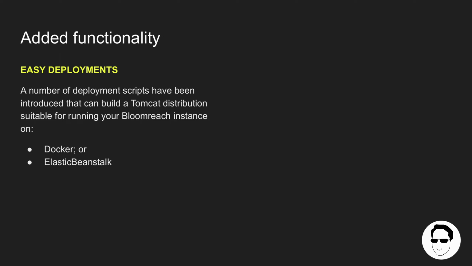Also, some deployment scripts have been added. This will now allow you to easily configure a little JSON file that has some information about where your MySQL database lives and, for example, if you're deploying onto Elastic Beanstalk, what kind of application name the EB has. And then when you run this script, it will either generate a Docker image for you or an Elastic Beanstalk zip file that you can just ingest into your AWS account and run up a new Bloomreach instance in literally about 5 minutes.